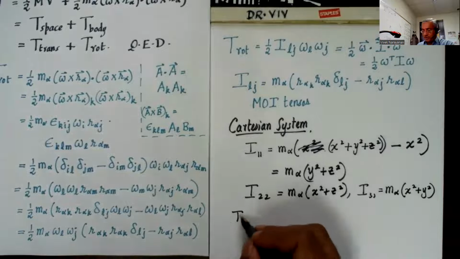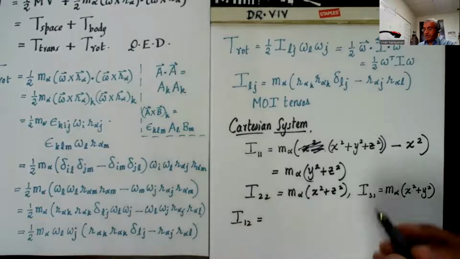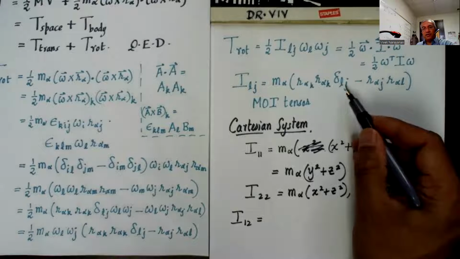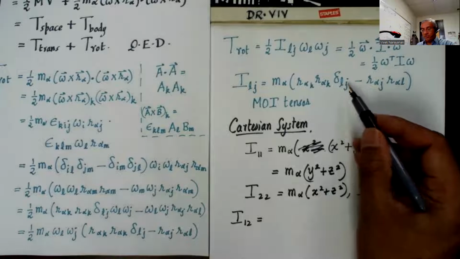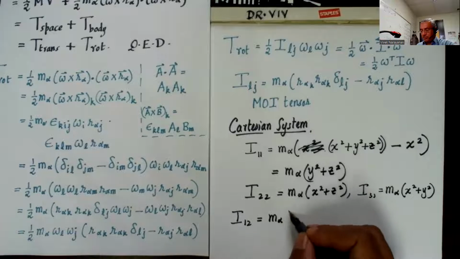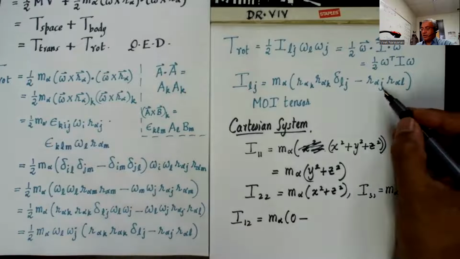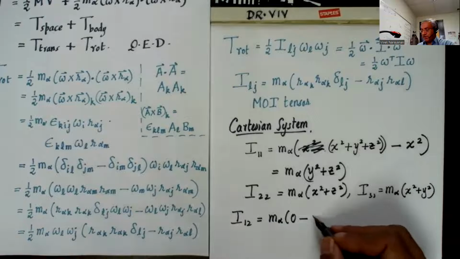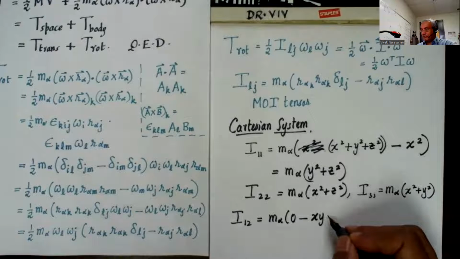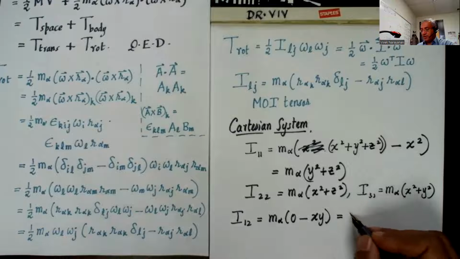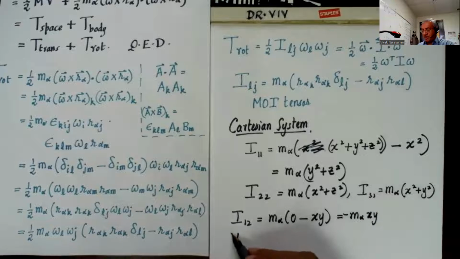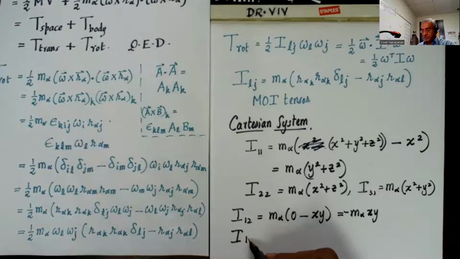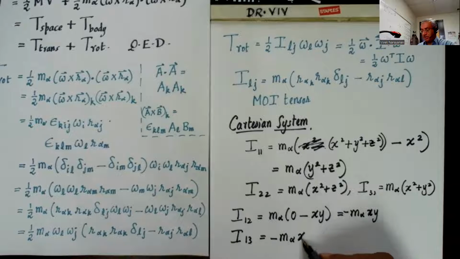If you have off-diagonal terms like I12, then you're out of luck because this term delta 1,2 is 0. So you're going to get m alpha times 0 minus, and this is still there. So this is going to be xy. So I12 is going to be negative m alpha xy. Similarly, I13 is going to be negative m alpha xz.